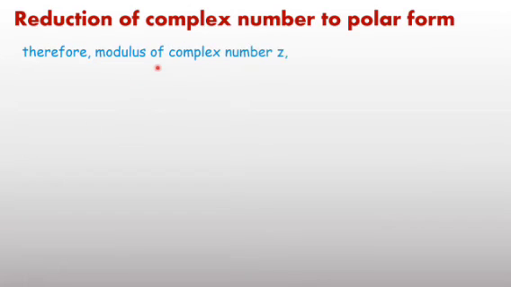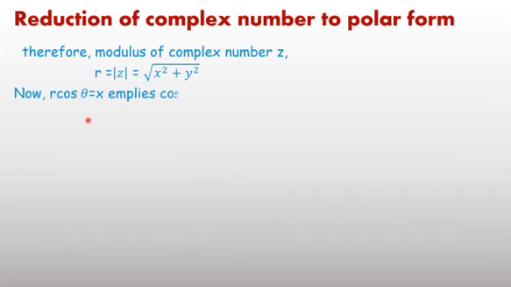Then in the next task, we have to find the value of theta. But before that, r is completed here: r means mod of z, which we found as under root x square plus y square. Now r cos theta equals x implies cos theta equals x upon r, and the value of r is under root x square plus y square. In this pattern, we can find the value of cos theta.